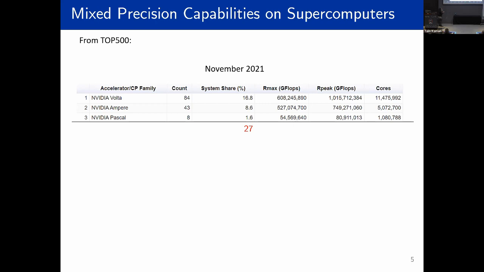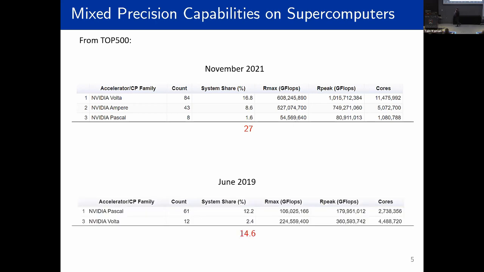If we look at the total system share, it's about 27%. So 1 in 4 of the top supercomputers in the world has these capabilities. And if you compare that number to just a couple years ago, you can see that this number is growing. From my perspective anyway, the biggest architectural change that we've seen in the top 500 list is the inclusion of these accelerators that have low precision capability.